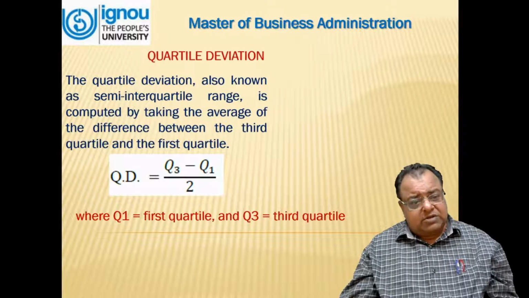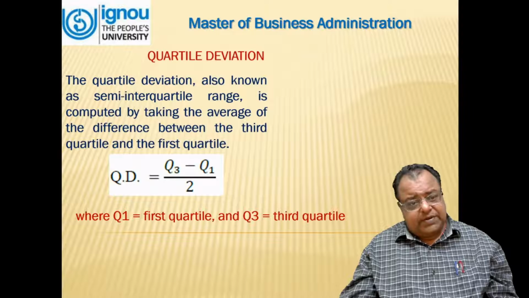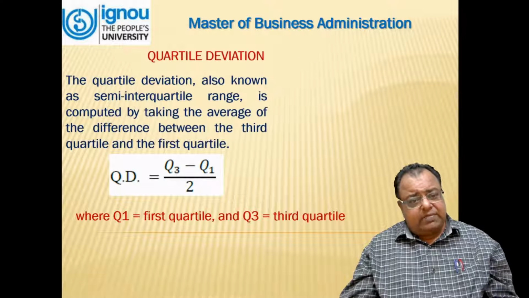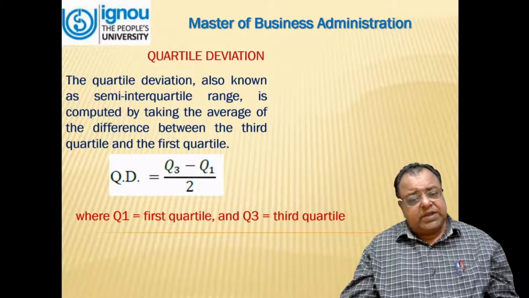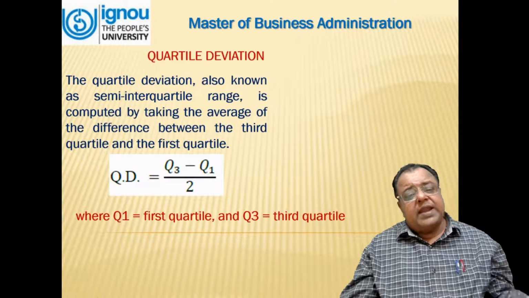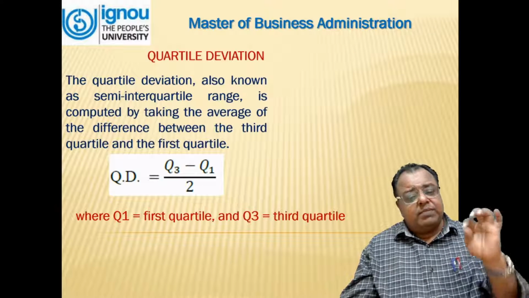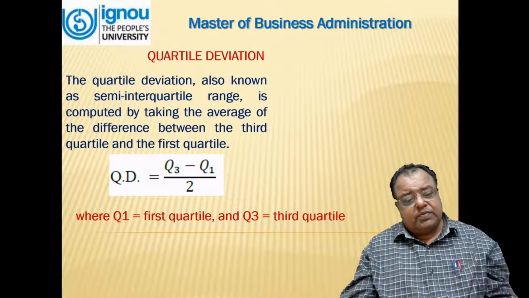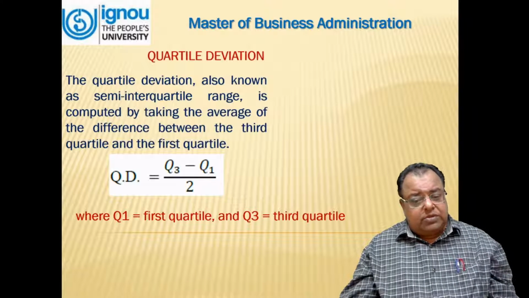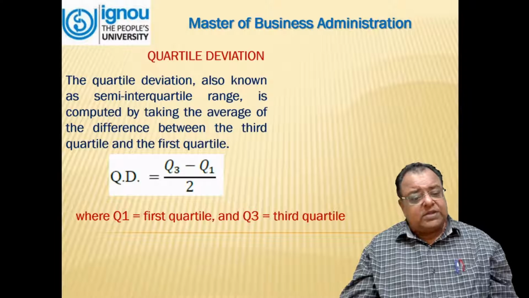Quartile deviation is also known as semi-interquartile range. It is computed by taking the average of the range between the third quartile and first quartile. That means QD is equal to (Q3 minus Q1) by 2, where Q3 is the third quartile and Q1 is the first quartile.